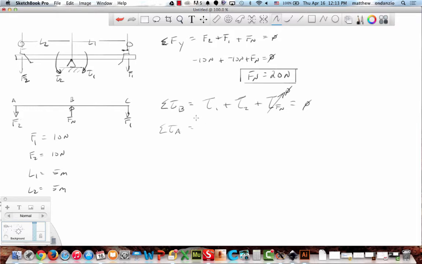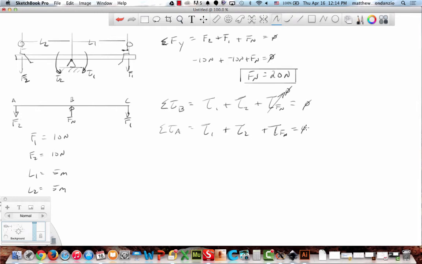Wait, would it be the same? Why would it be the same? You're right, but why? They're all going around it. They're all there. One is going to be 0, but it might be a different one this time. It's always the same ones. So when I sum the torques, it's still torque of 1 plus torque of 2 plus torque of Fn, right? And if it's balanced, they should equal what? 0.